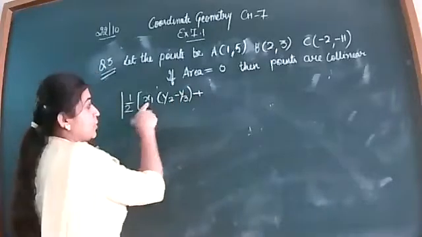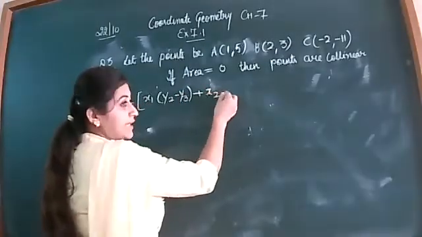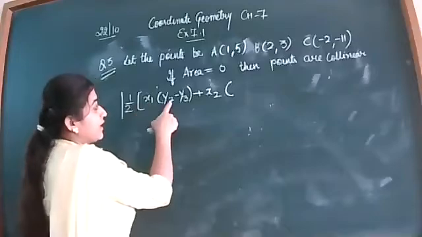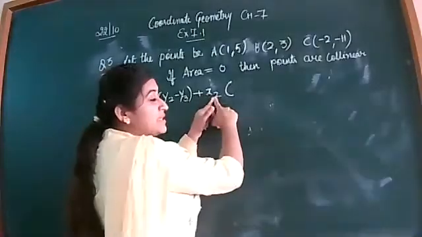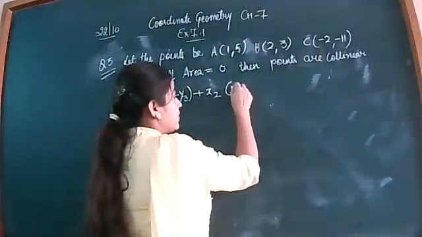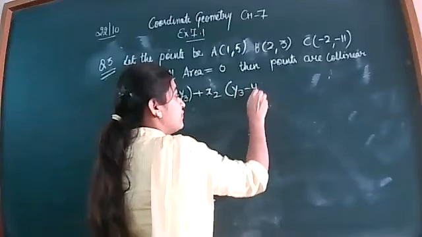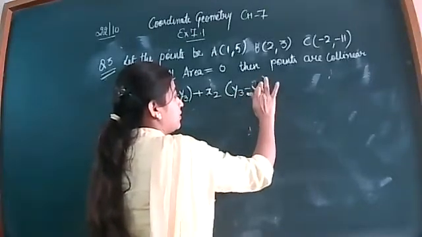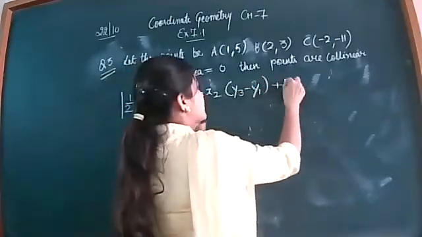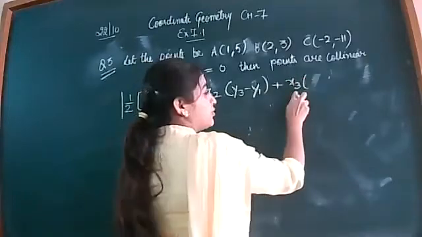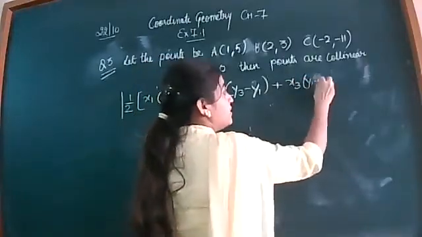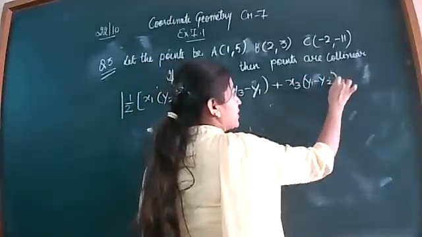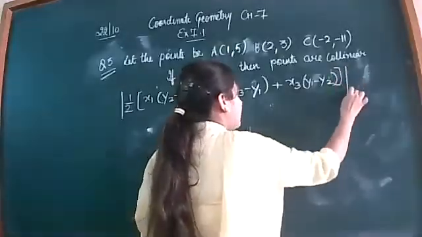I have written x1 here, so in the next step you will write x2. After 1, what came? 2, 3. After 2, whose turn is it? 3. So you will write y3 minus y1, plus next is x3. After 3, whose turn is it? y1 minus y2. Any doubt, beta?